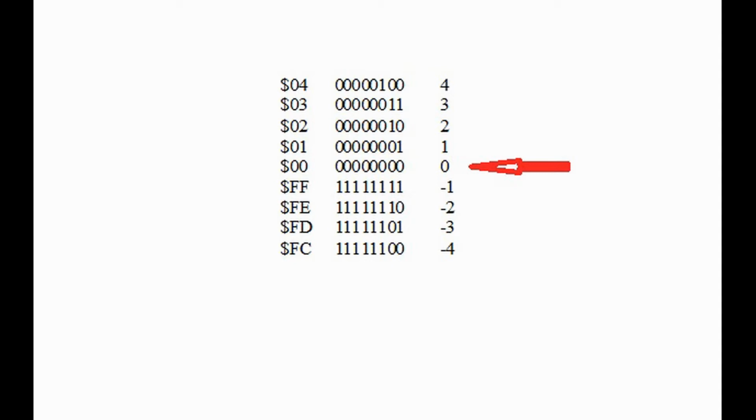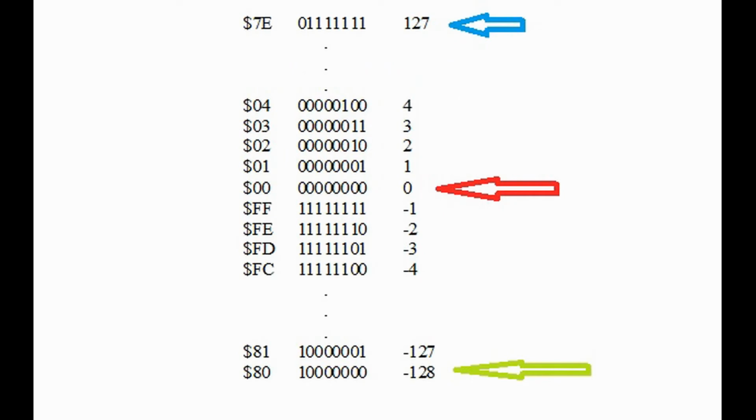We remember that we agree that if the most significant bit in a binary number is high, or 1, this number must be negative. If we continue counting from 0, eventually we will get to the number 7F, which is 0, 1, 1, 1, 1, 1, 1, 1, or 127.